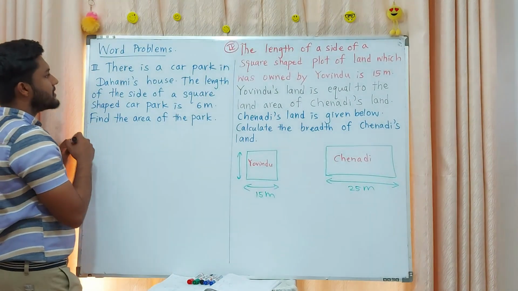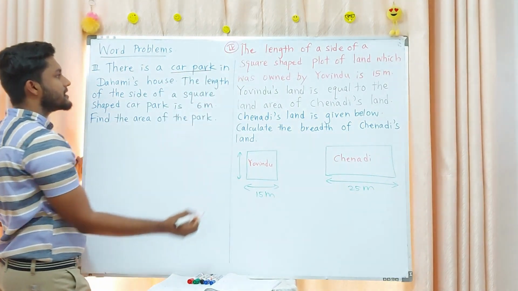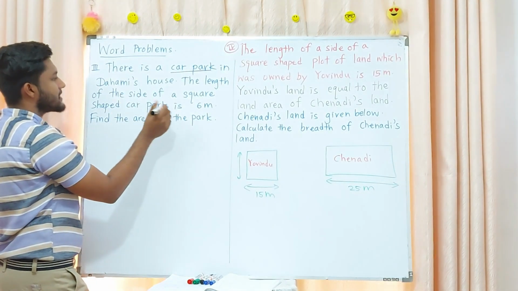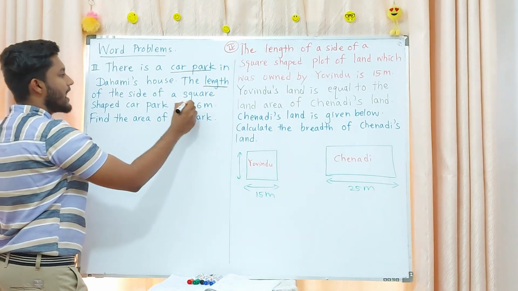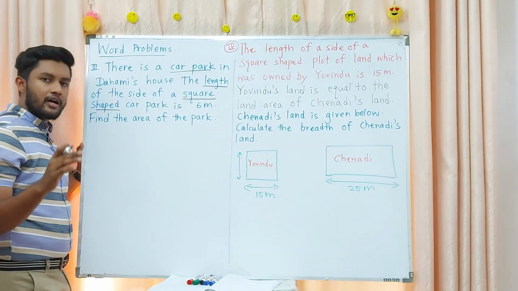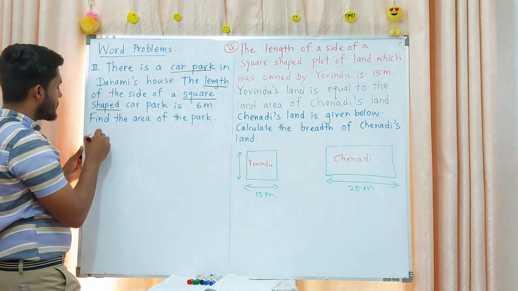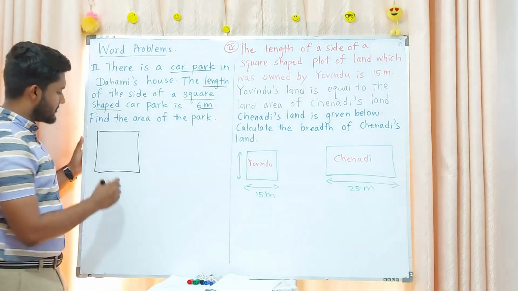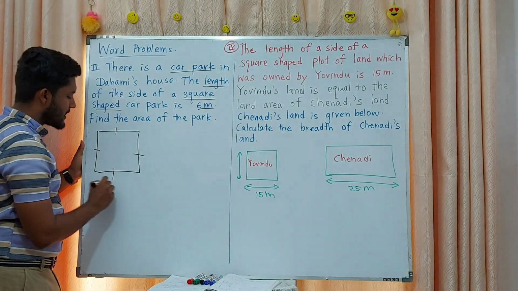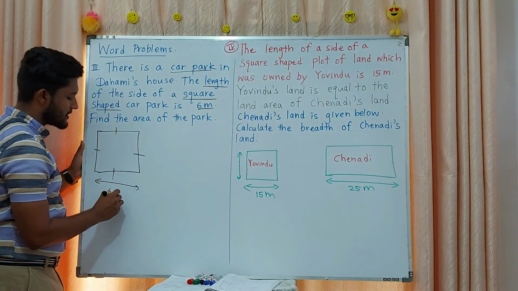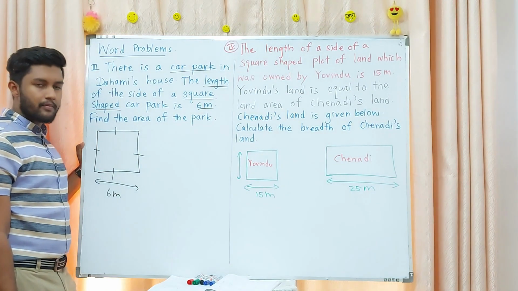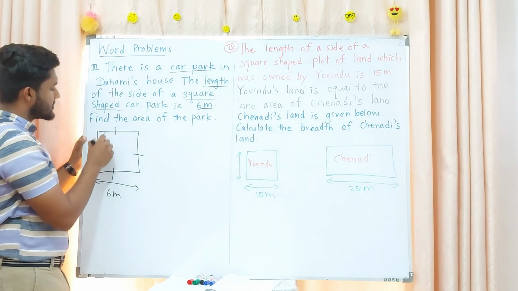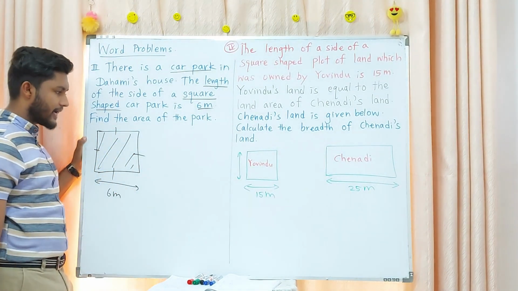Then here, there is a car park. What are the keywords in this question? Car park in Dahami's house. The length of a side, they have given, and square-shaped. Now, if it is square-shaped, you want to draw it. The car park is 6 meters. Yes, if it is a square, all the sides are equal. One side they are saying is 6 meters. This is a car park, right? Then find the area of the park. Yes, total area we want to calculate.